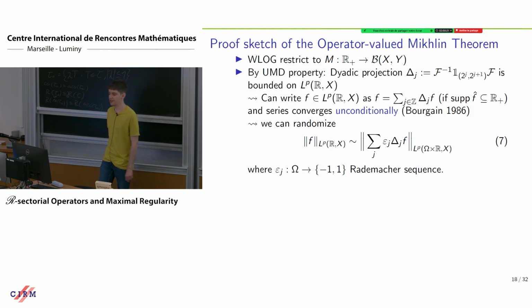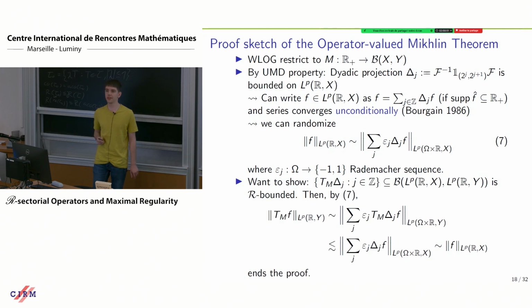So we have this randomizing property. The L^p norm of f is equivalent to the following L^p norm, where we apply the dyadic decomposition and we introduce random signs epsilon_j. So epsilon_j are Rademacher variables defined on some probability space Omega. And here we take the L^p norm not only over R, but also over Omega. So this is an equivalent way of writing down the L^p norm.